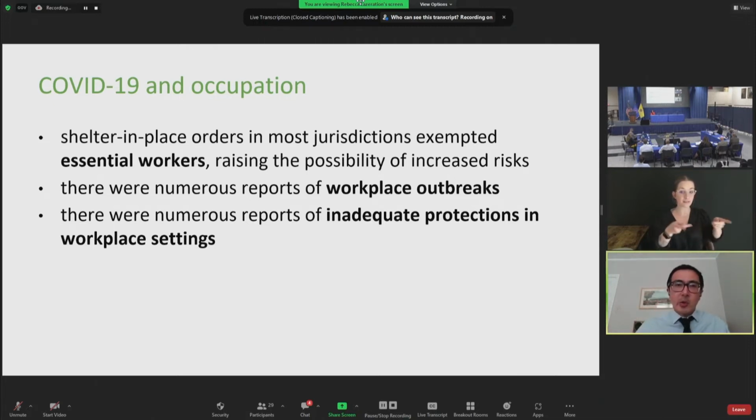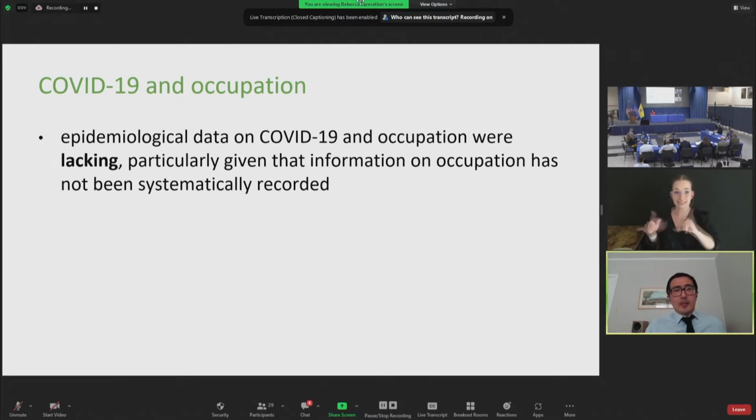So the logic was that, well, maybe if we say that these individuals are excluded from these protections, they might actually have increased risks. And in fact, as you all know, there have been numerous reports of workplace outbreaks. There have also been reports of inadequate workplace protections, inadequate PPE, or unclear safety guidelines. Next slide, please. But the epidemiological data on this were lacking, particularly early on. And this is partly, I think, largely because occupation is not systematically recorded in surveillance oftentimes.